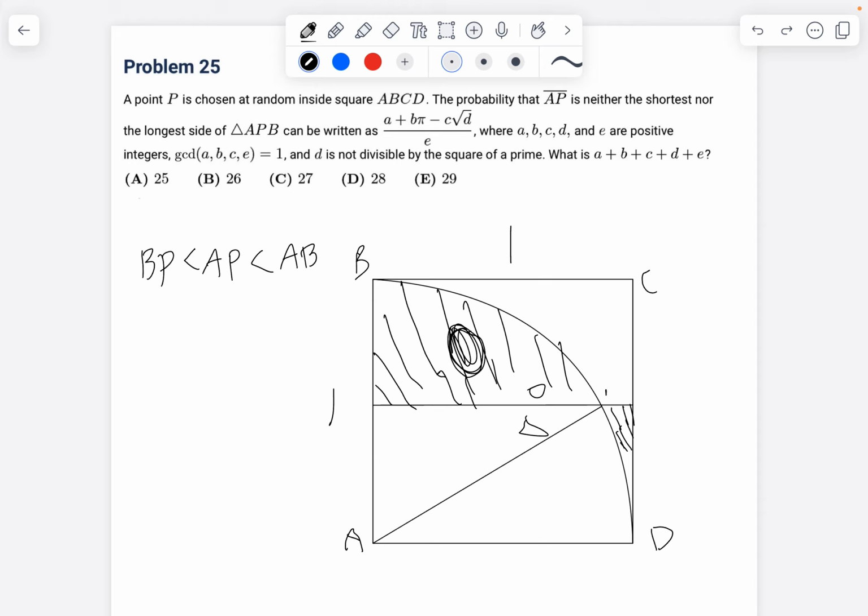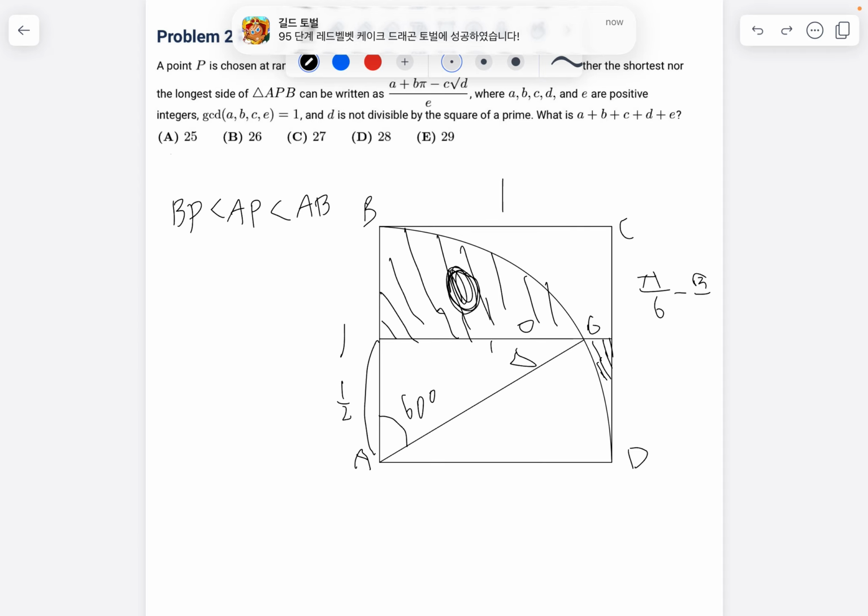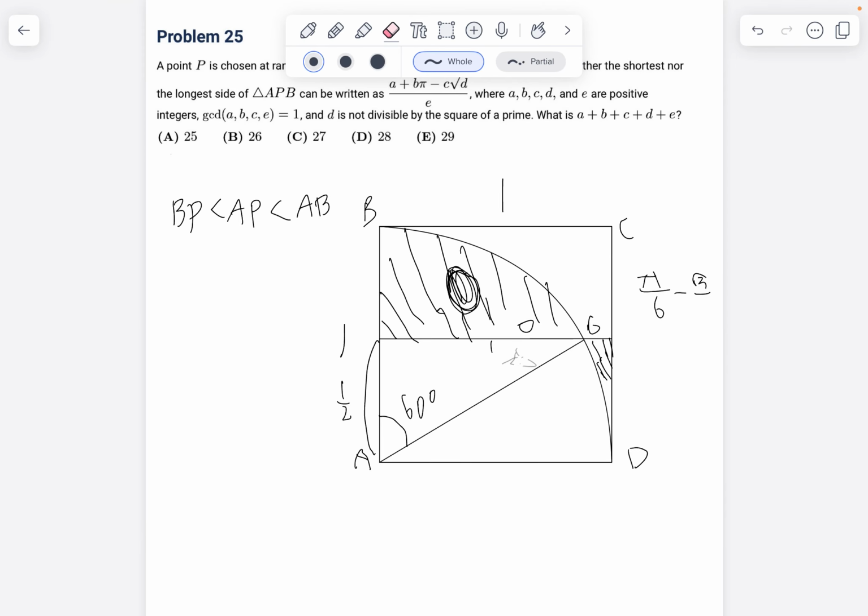If this quarter circle were a full circle, it would be 360 degrees. However, this angle is 60 degrees, because we can use trigonometry. Half of AB is 1/2, and the line that cuts ABCD in half is 1. Then we know that angle ABG is 60 degrees. Then we need to eliminate the triangle part, which is √3/8. So the shaded area for the first region is π/6 minus √3/8.